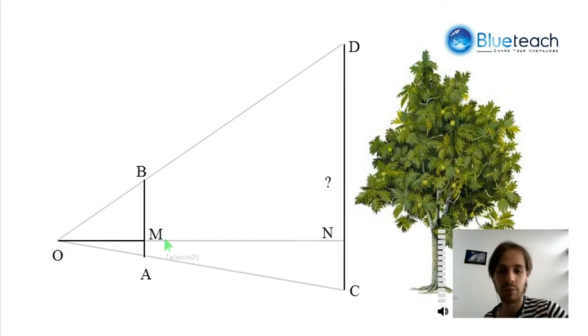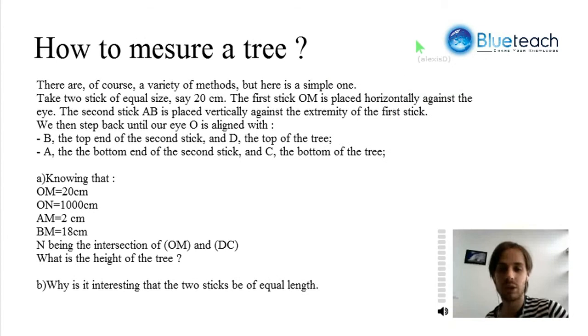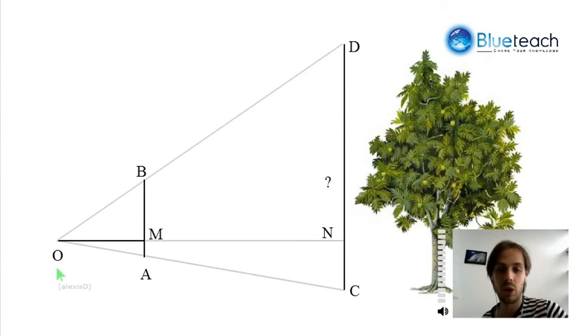So you see, OM is the first stick, AB is the second stick. We're holding them, they're perpendicular, and O, B, and D are aligned, and O, A, and C are also aligned. So the first question is that we know a couple of values of those segments, and knowing those values, we want to know the height of the tree. We know OM, BM, MA, and ON. ON is 10 meters, MA is 2 centimeters, MB is 18 centimeters, and OM is 20 centimeters.